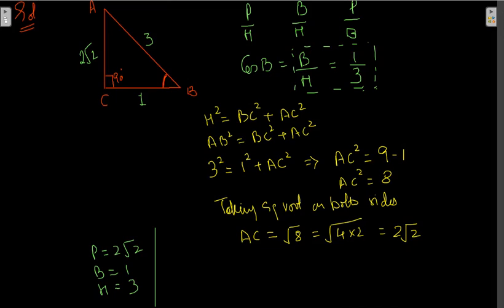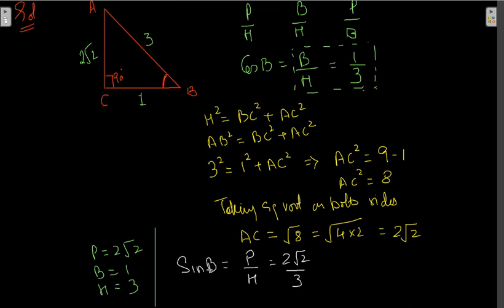So let's change the color. Cool. So what is sine of B? It is perpendicular over hypotenuse. Again, refer to this mnemonic if you don't remember. Perpendicular is 2 under root 2. Hypotenuse is 3. So this is the value of sine of B.